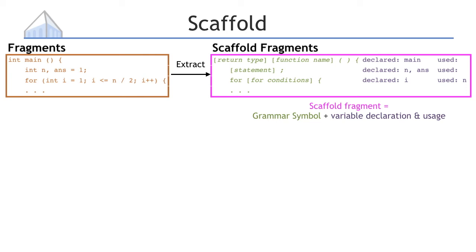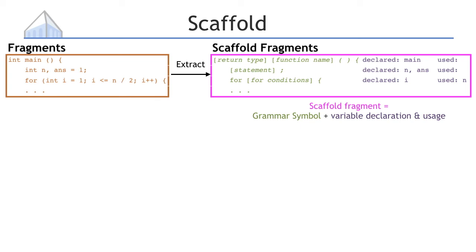Here we formally define what a scaffold is. We define the scaffold fragment of a program fragment to be the grammar symbols plus variable declaration and usage, which are the information needed to verify the syntactic and semantic constraints. We use color pink to denote a scaffold or a scaffold fragment. In other words, pink equals green plus purple.